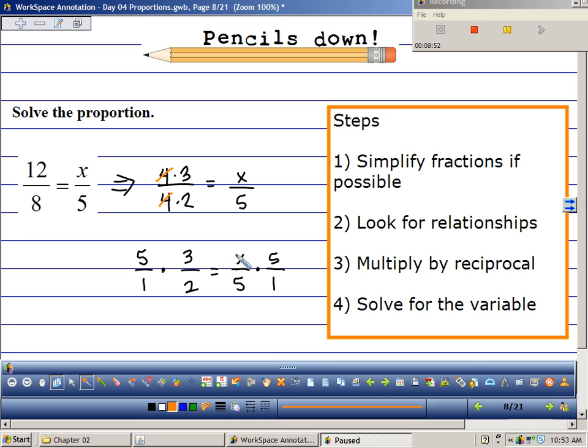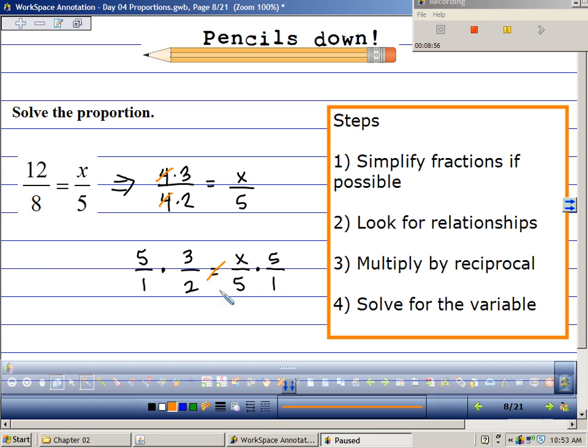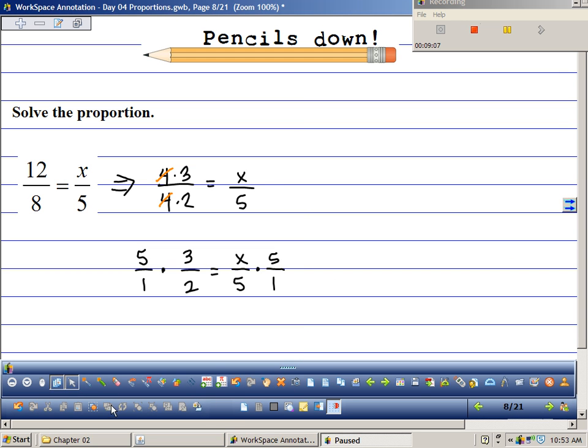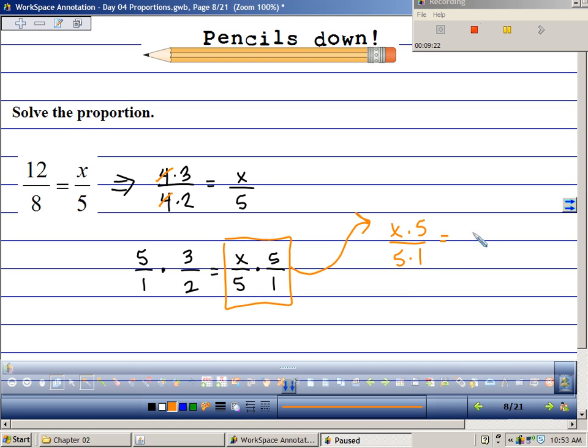Now, you can't cross-cancel across an equal sign because it'll make it unequal. But you can cancel when there's a multiplication sign here, and I'll show you why. The reason I can do this is, let's multiply straight across. Isn't this x times 5 over 5 times 1? I'm just multiplying, right? Now let's use the commutative property: x times 5 over 1 times 5. These cancel out. That's why I can do that.